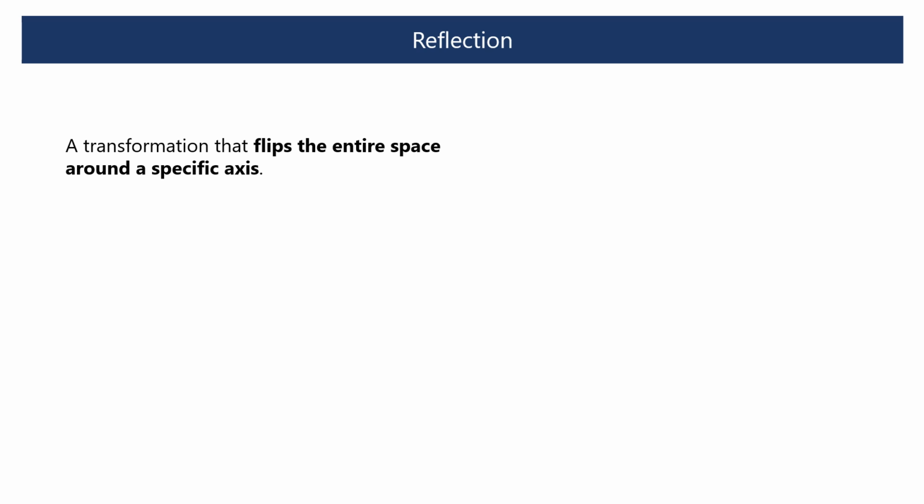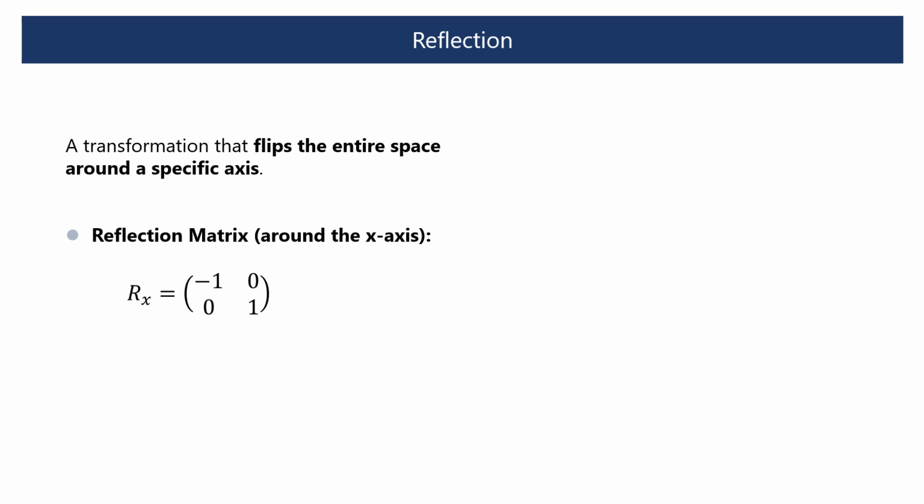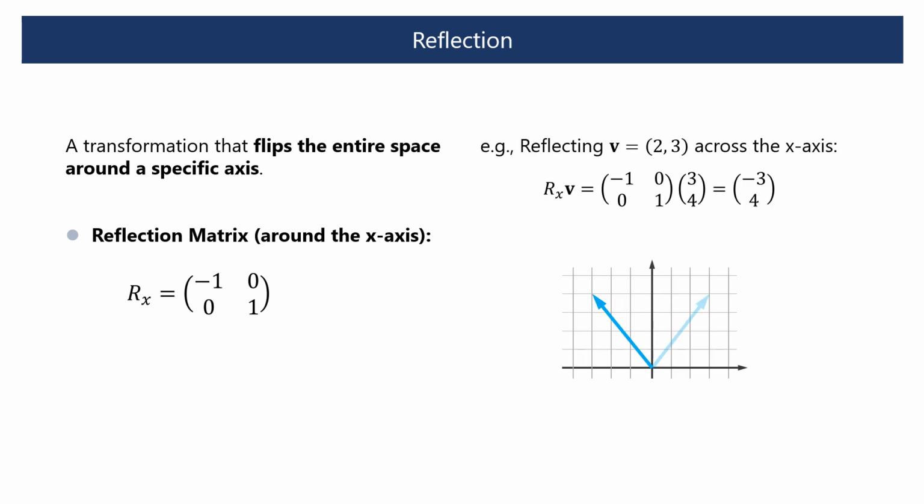As the final example, let's see reflection. Reflection is a transformation that flips the entire space around a specific axis. A reflection matrix around the x-axis can be expressed in this way. For example, reflecting the vector v across the x-axis can be expressed in this way. The direction along the y-axis has been flipped.